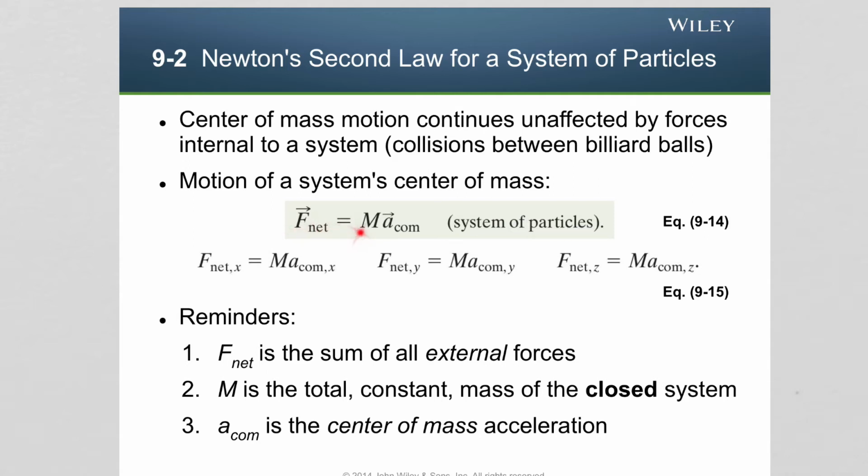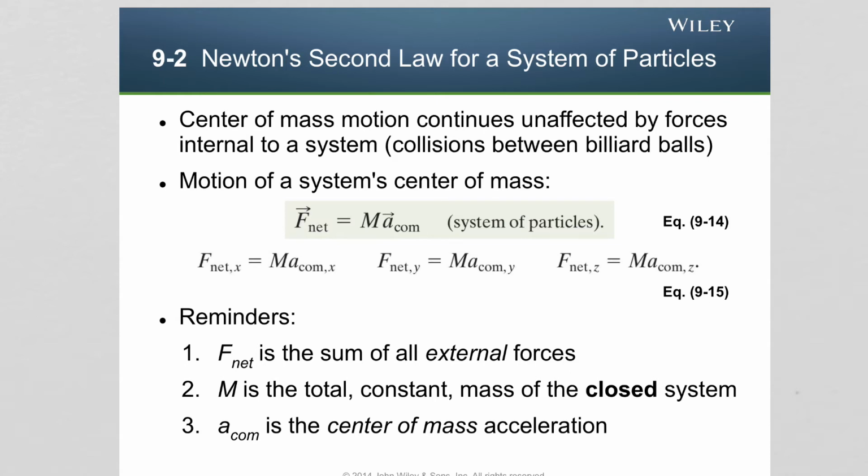So since this is a three-dimensional vector equation, it can be written in terms of components along each coordinate direction as the net force in x direction is equal to the total mass of the system times the acceleration of the center of mass in x direction. Then we have the y component of the net force is equal to the product of the mass of the system and the y component of the acceleration of the center of mass. And then finally we have the z component of the net force is the product of the mass of the system and the z component of the acceleration of the center of mass.